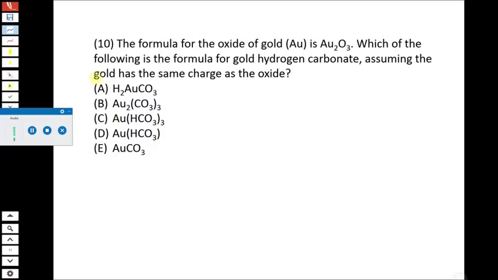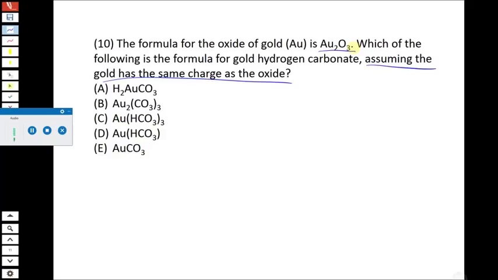So this question deals with formulas for ionic compounds. You're going to potentially see problems like this on the exam where we give you some information in the first sentence. The formula for the oxide of gold is Au2O3. We want to know which of the following is the formula for gold hydrogen carbonate, assuming gold has the same charge as in the oxide, which we may or may not tell you. But basically the whole point of the first sentence, giving you the formula of gold oxide, is for you to figure out the charge of the gold cation.